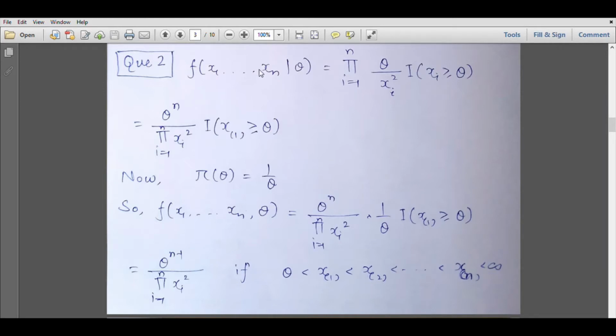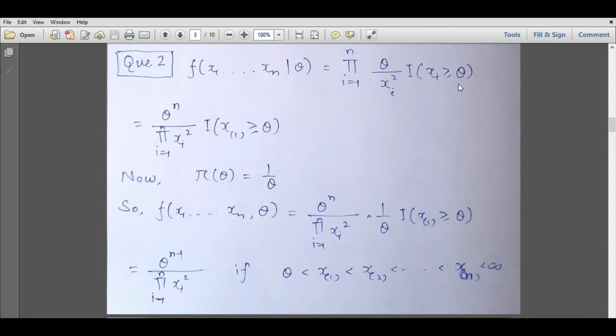So now because we have a random sample of size n, the PDF will be like this: product of theta by xi square, where each xi should be greater than or equal to theta. So I have attached an indicator function to include the condition in the PDF. This indicator function is 1 if xi is greater than or equal to theta and 0 otherwise.